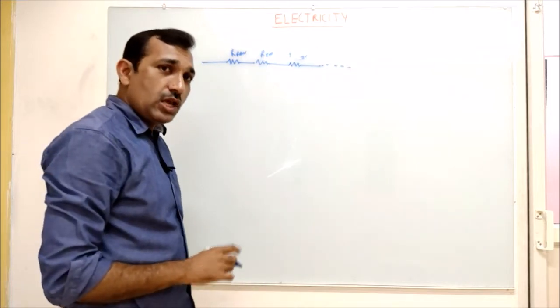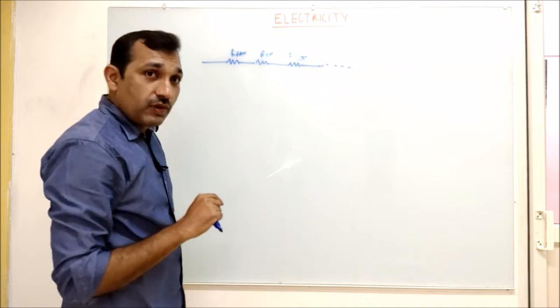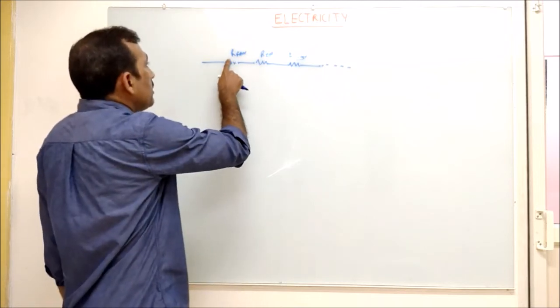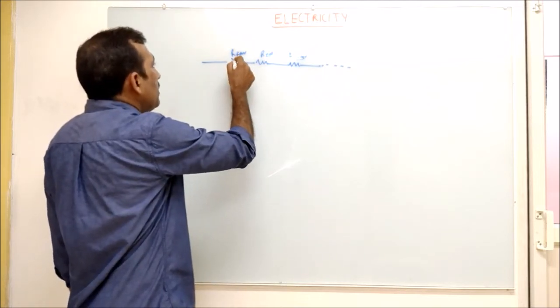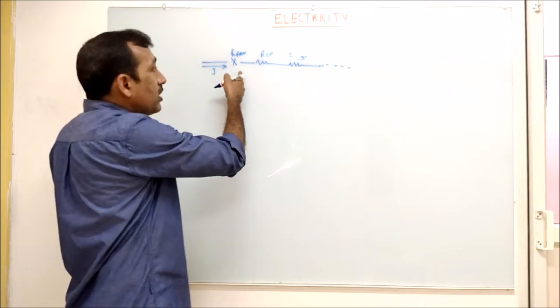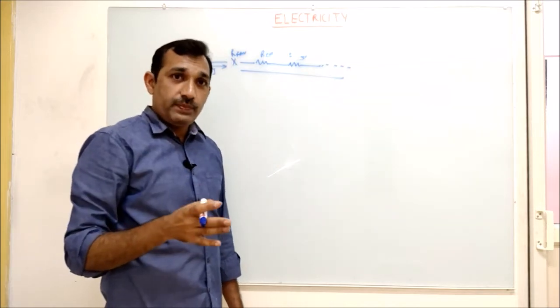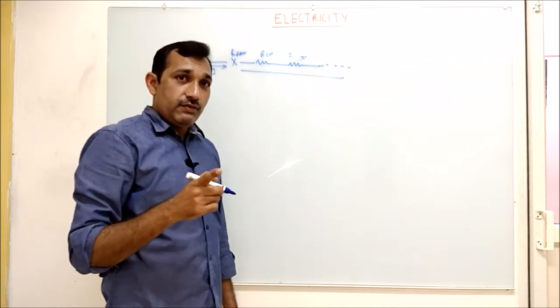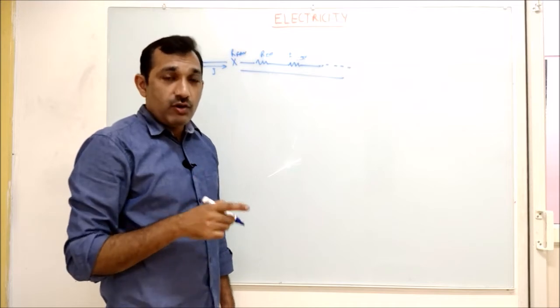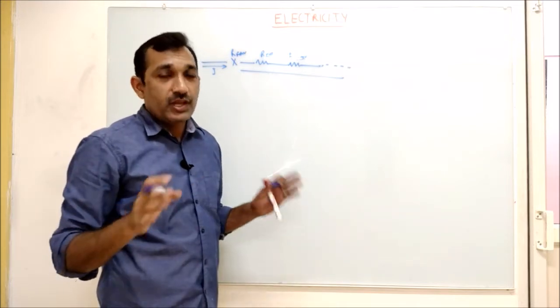Now suppose I switched off the fan. That means current is not flowing in the fan. When current is not flowing in the fan, then the current which was flowing here is stopped. There is no connection. That means everything will be switched off, right? If one of the devices goes bad or is switched off, everything will be switched off. So it is not the practical connection.